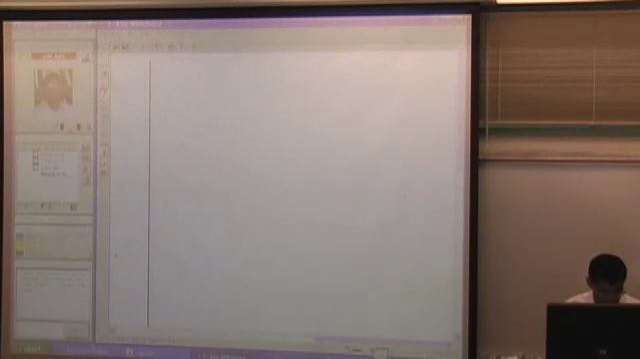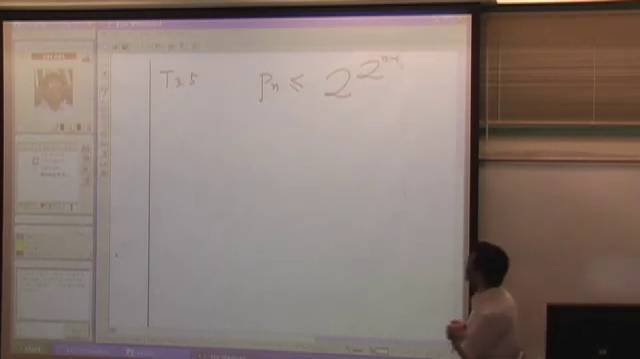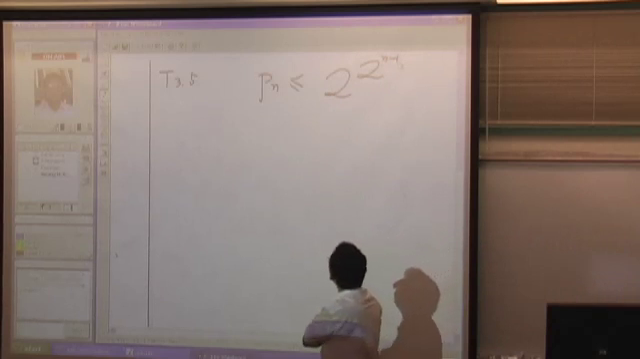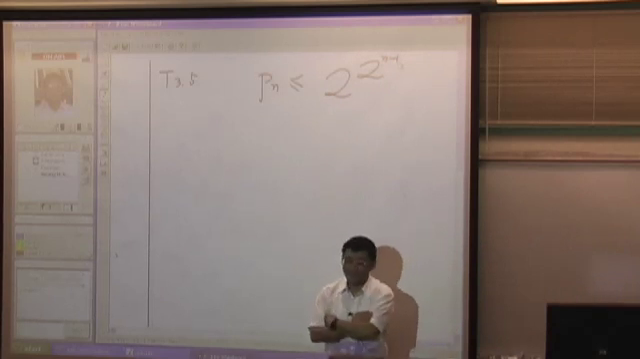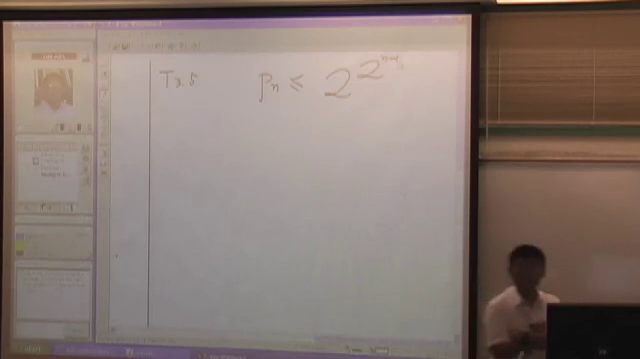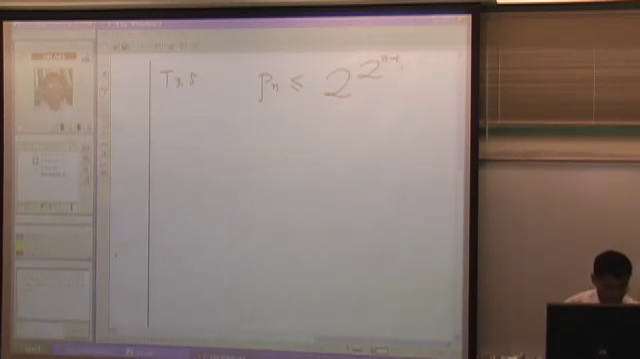As you can see, theorem 3.5 says the nth prime Pn is less than or equal to 2 to the power of 2 to the power of n minus 1. So she claims this thing. Then we use the previous fact with induction. So I will briefly show you the proof of this thing.